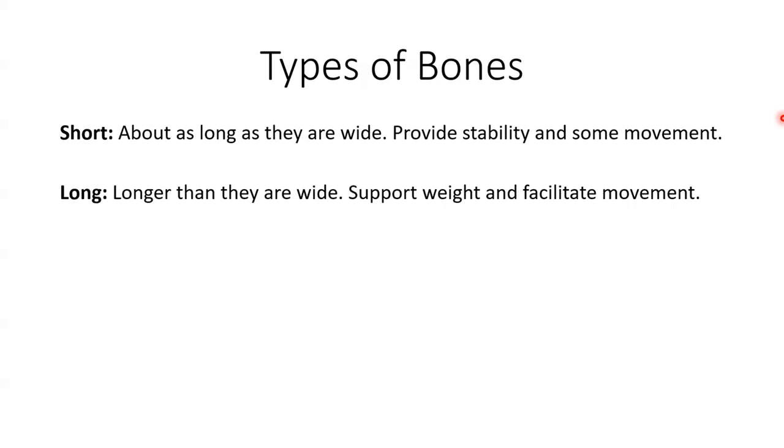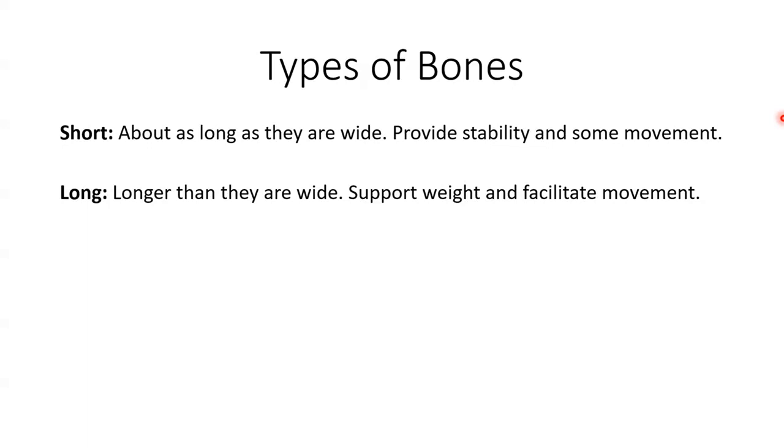Our long bones are longer than they are wide, so they include the femur, which is the longest bone in the whole body, as well as the relatively much shorter finger bones, because they are much longer than they are wide. Long bones function to support the weight of the body as well as facilitate movement. They're long levers to facilitate movement.